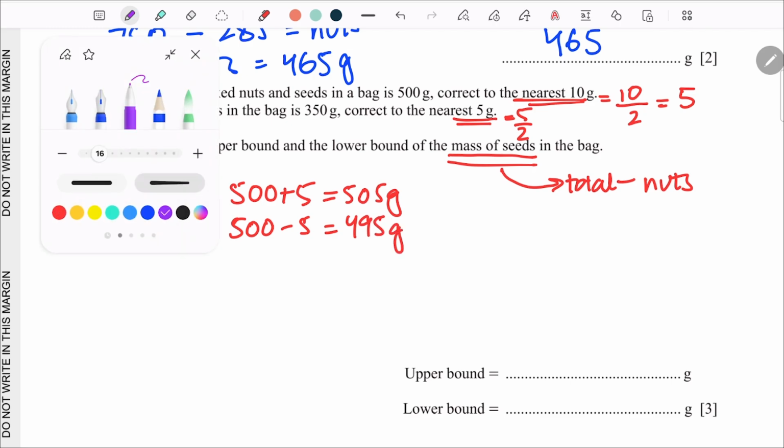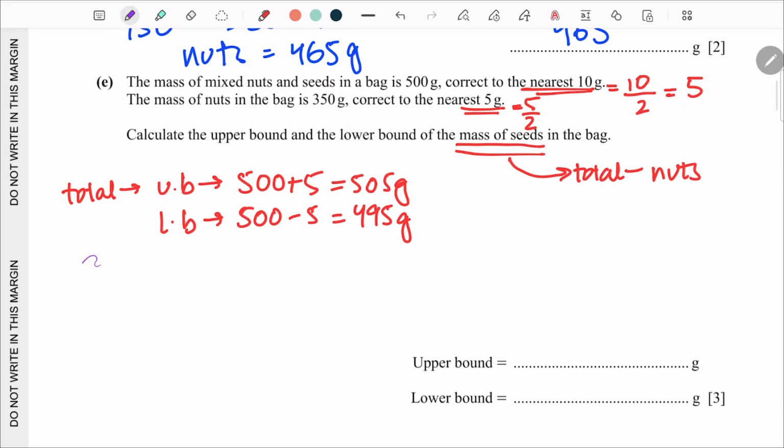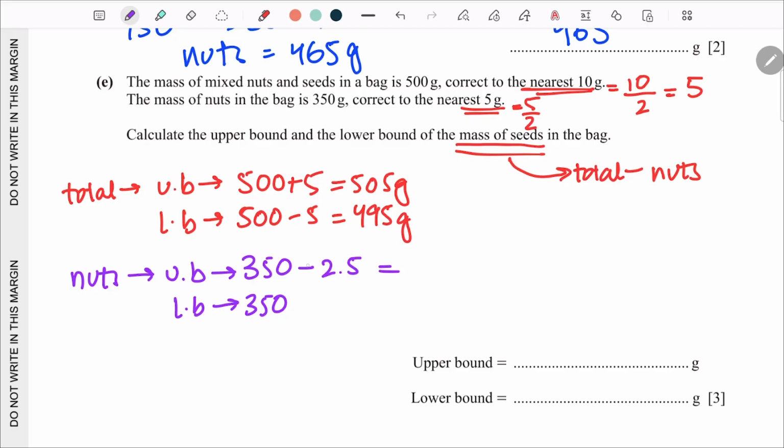Then the mass of nuts in the bag, we have to find the upper bound and lower bound. The upper bound is going to be 350 plus 2.5, and the lower bound is going to be 350 minus 2.5. So that is 352.5, and the lower bound is 347.5.